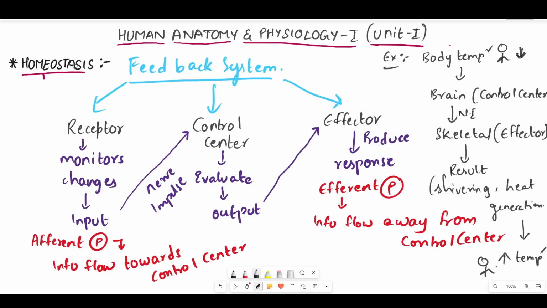This is a basic example. So we have taken one example where a person's body temperature is decreased, so it has sent some impulses to the control center, which is the brain, so that has received it. Now this is sending one output to the skeletal muscle, which is acting as an effector. So the final result was the shivering and heat generation, due to which the temperature has increased. So this is a basic example for this feedback system.